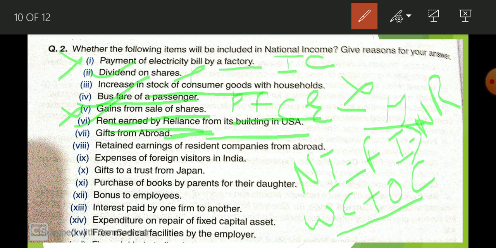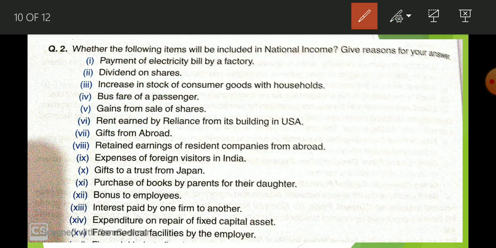Now gift from abroad is not included. Why? It is a transfer income. That is why it is not included. Like your pocket money, because of getting a gift there will be no change, no increase in production of goods and services of a country.